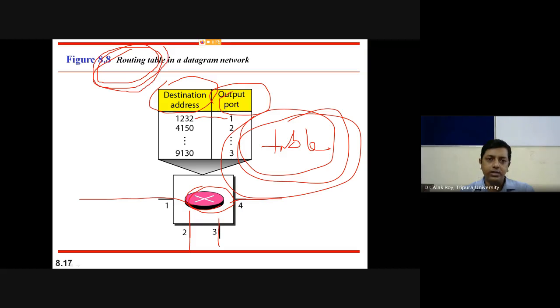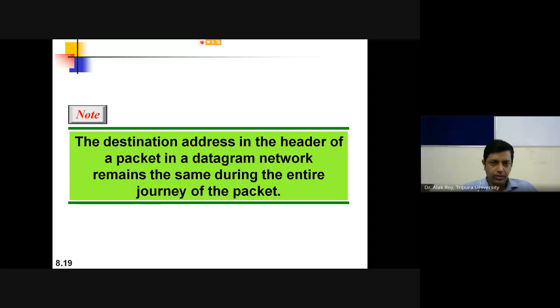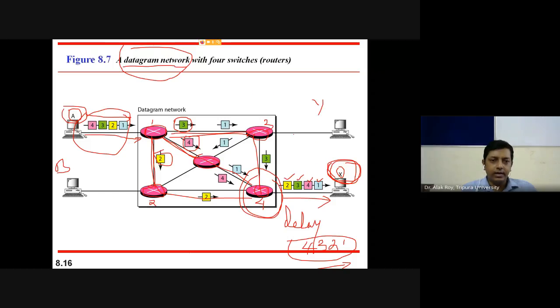So the routing table stores routing information, that is, the path. Okay, routing table stores routing information. So this is an example. A switch in a datagram network uses a routing table that is based on the destination address. The destination address in the header of a packet in a datagram network remains the same during the entire journey of the packet. Okay, I hope you can relate.